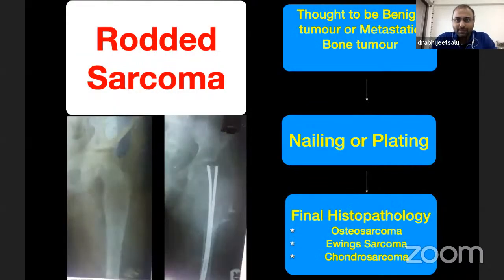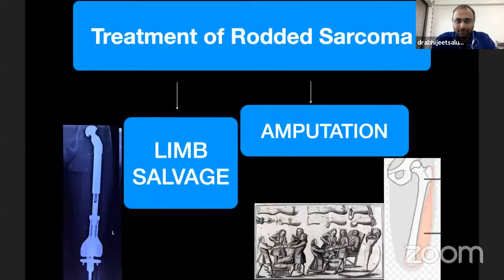So can we prevent this? Yes, we can prevent this. Rodded sarcoma is a tumor which was thought to be a benign or metastatic lesion, and we put a plate or nail. On final histopathology, it's an oops surgery. What we thought was a benign tumor turned out to be osteosarcoma, Ewing sarcoma, or chondrosarcoma. We can treat them with limb salvage or amputation.